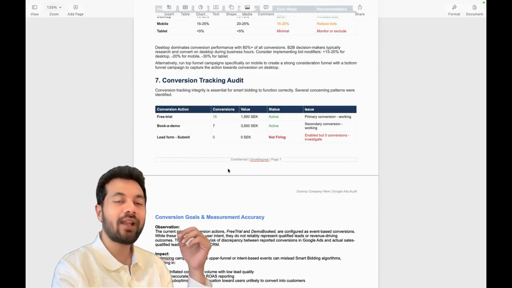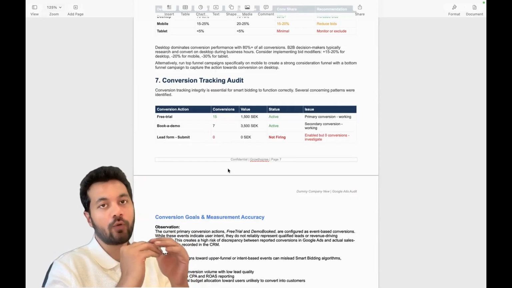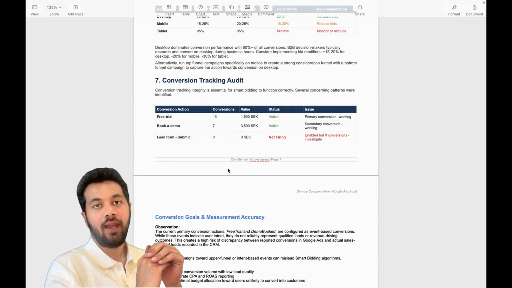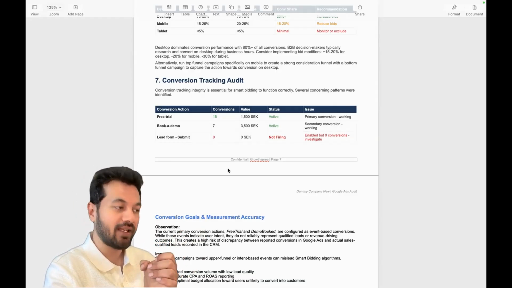So this I would rate as the number one problem that most of the Google Ads accounts have, which has to do with the conversion tracking. And yeah, the audit does pick that up as well.